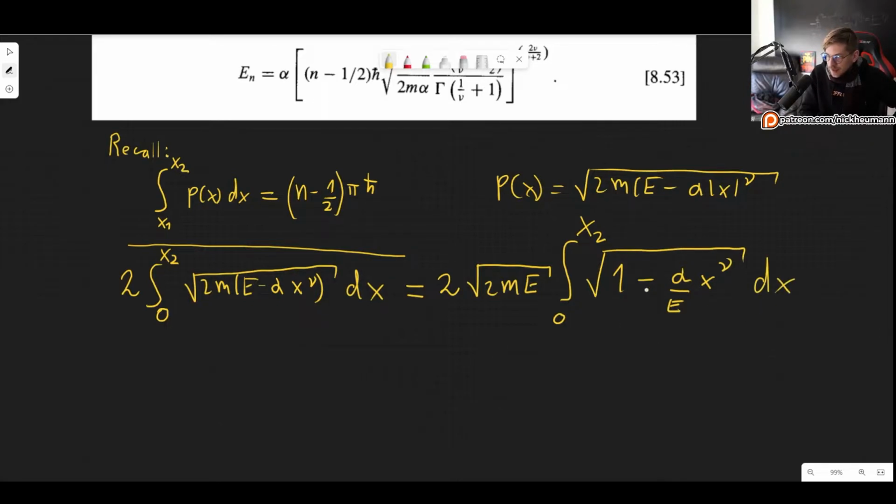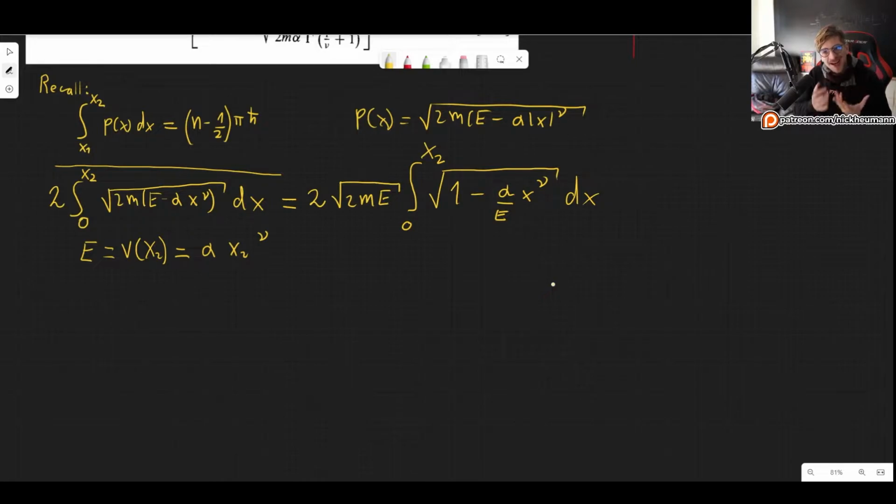Now, let's see. Notice that x2, of course, is something that we can easily determine because it is a turning point. And what is a turning point? It is the point where the energy is the same as the potential. So the potential evaluated at x2 has to be equal to the energy by definition, right? Otherwise, it wouldn't be x2. And the potential is alpha absolute value of x2 to the nu power. And well, x2 is, of course, already positive, so we don't really need to have the absolute value there at all. But how can we actually solve this integral?